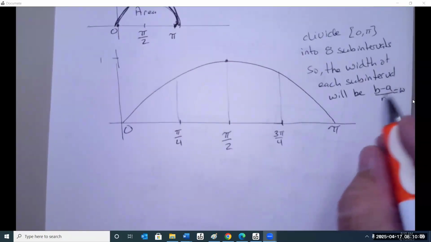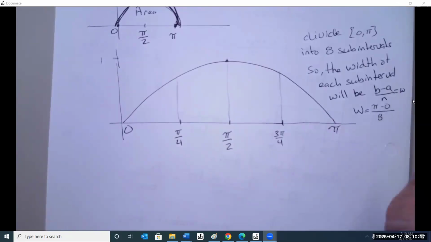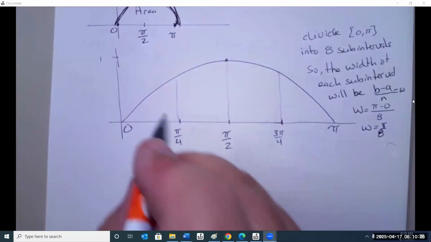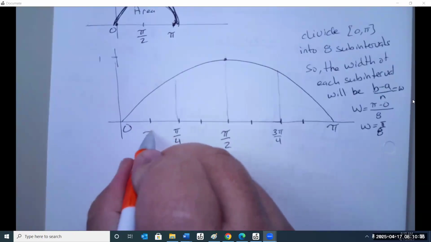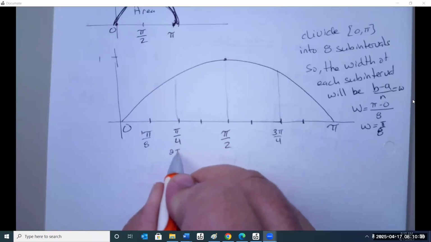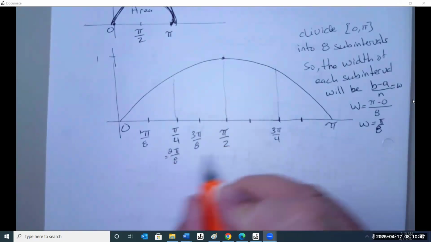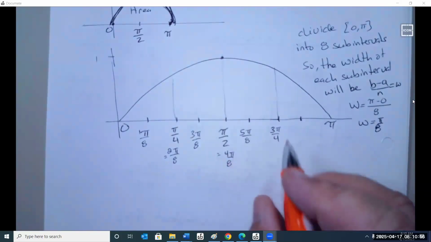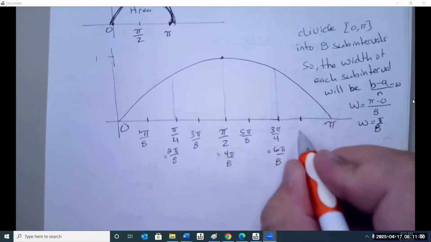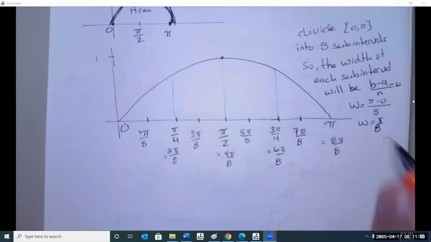So for our case, pi minus 0 over 8. So our width will be pi over 8 on each subinterval. So we have 8 of them. The first one is 1 pi over 8. This one is 2 pi over 8, which is the same thing as pi over 4. This is 3 pi over 8. The next one is 4 pi over 8, which is pi over 2. 5 pi over 8. Then we have 6 pi over 8, which is 3 pi over 4. Then we have 7 pi over 8. And the last one is 8 pi over 8, which is simply pi.